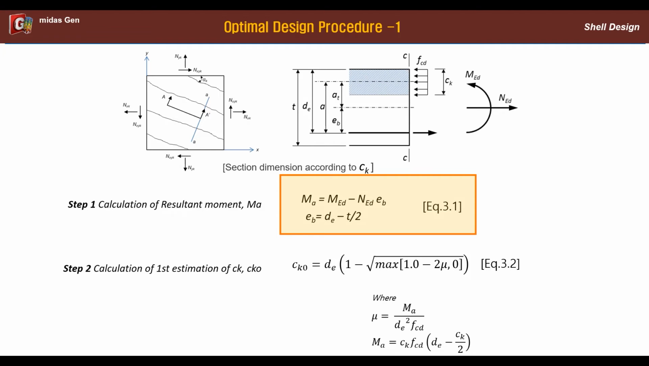The resultant moment is an initial value for calculating Ck0, which is the thickness of the minimum compression layer in step 2. In step 2, the Ck0, which is the first estimation of Ck from the resultant moment, is calculated according to the following equation 3.2.